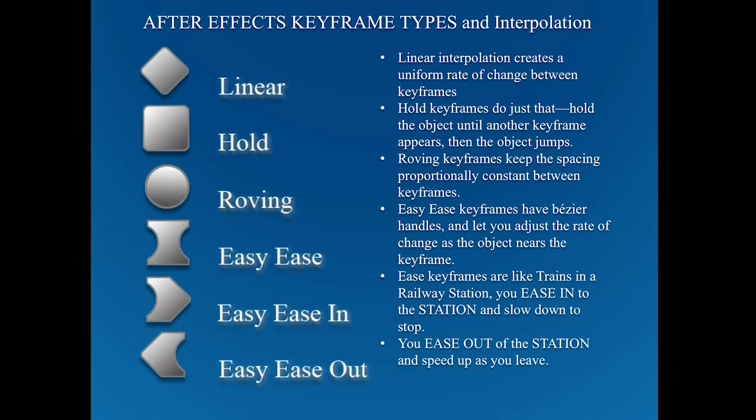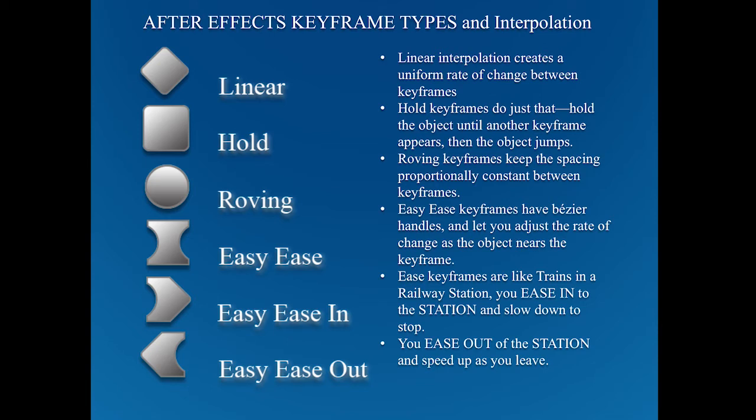So keyframe types and interpolation. Remember when we were doing all of that work on ease in, ease out, different types of timing when you're putting in keyframes to make them line up with things and have a motion that seems reasonable and normal, and it would be related to real life. So linear interpolation is the default. It creates a uniform rate of change between the keyframes.